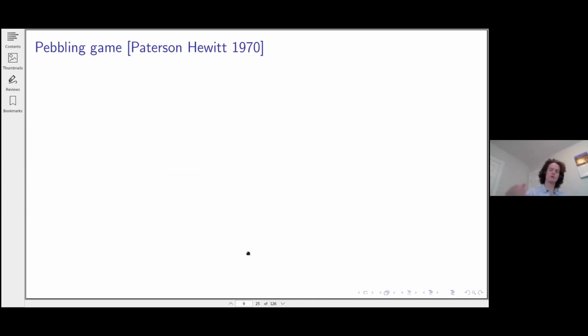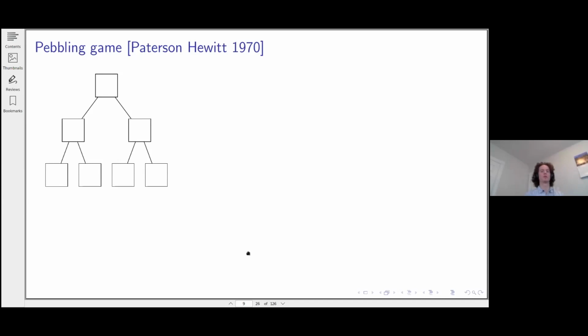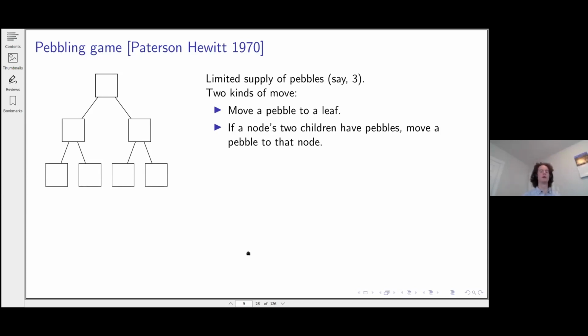And in the case of the tree evaluation problem, it works like this. We have some complete binary tree of some height h. Let's say height is 3 in this case. And we have a limited supply of pebbles, and let's say we also have 3 pebbles. These pebbles just start out in your hand, and then you're allowed to do 2 kinds of move. The first kind of move is you can move a pebble to a leaf node of the tree. And then if you've put pebbles on both of the children of some internal node, then you're allowed to move a pebble to that internal node. And finally, the goal is to put a pebble on the root node of the tree.